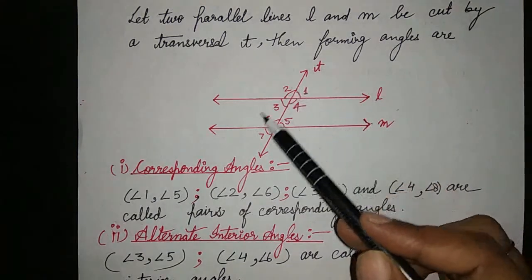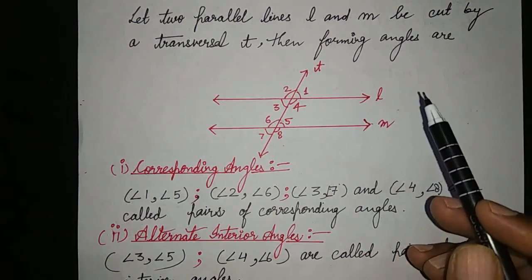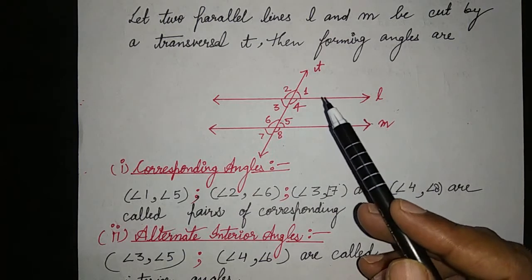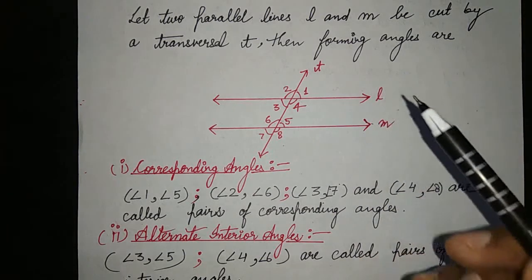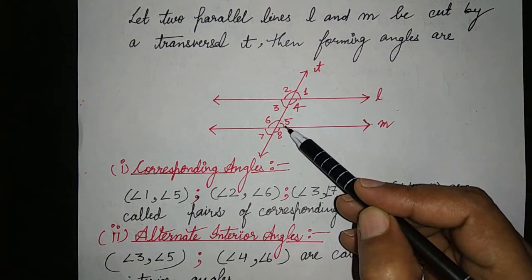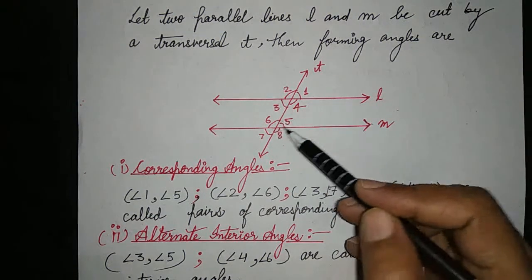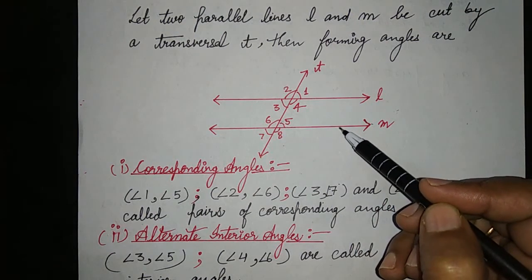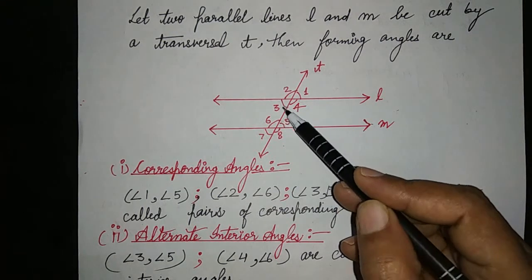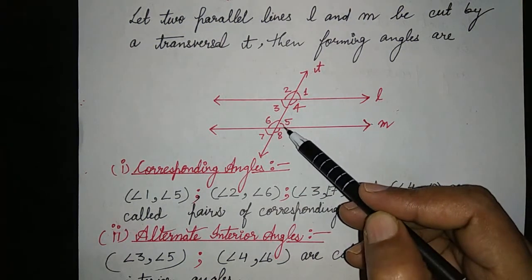After corresponding angles, I will explain alternate interior angles. Now see how such pairs form. Angle 3 and angle 5. You can see they are on the interior side of the parallel lines. Okay. So angle 3 and angle 5 are a pair of alternate interior angles.